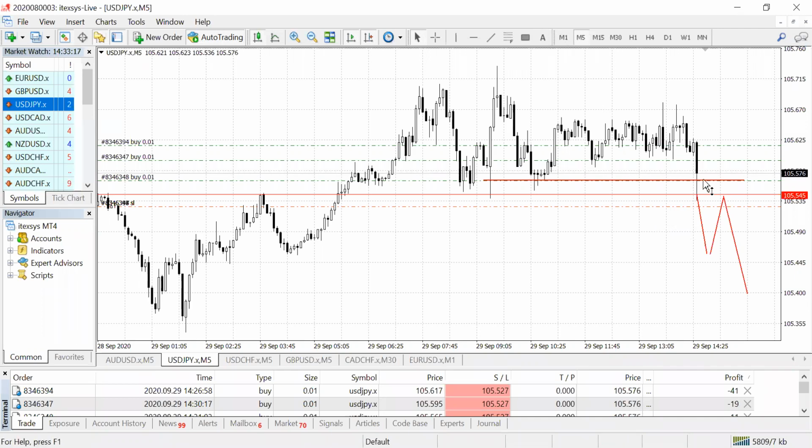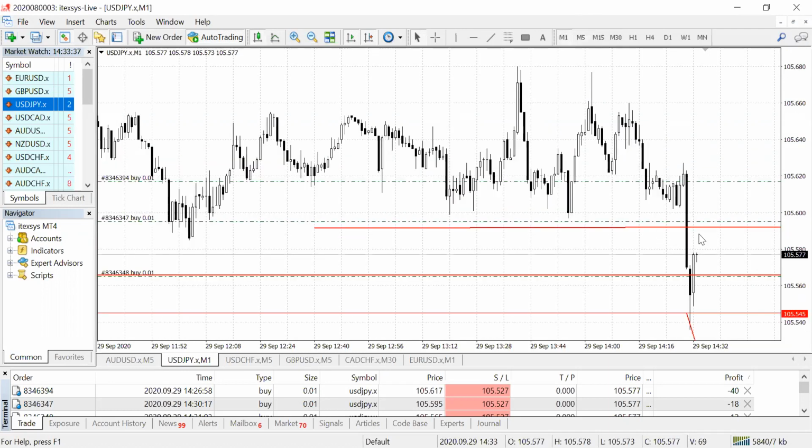Now the challenge, if this keeps retracing, will be breaking this level right here, because that was the breakout level. So that will now be a new resistance. On the 1 minute chart, this is the first retracement of this consolidation right here, and it tends to be a continuation to the downside.